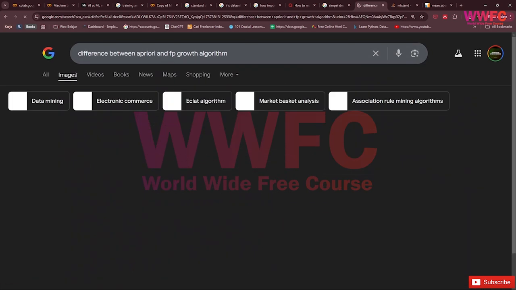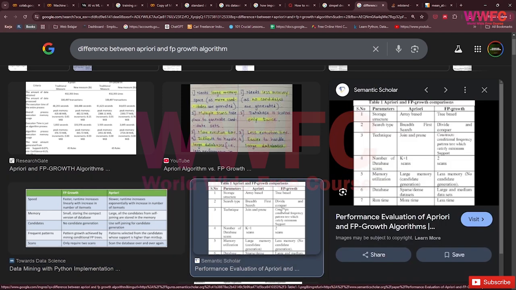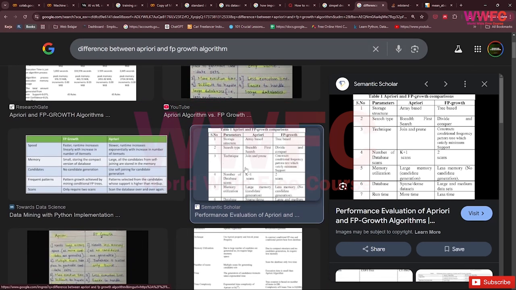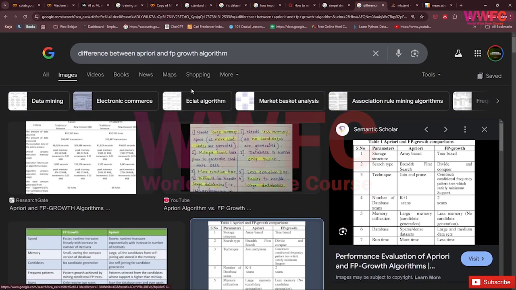This is the difference. You can check in here too, where people have already simplified the difference. So actually, FPGrowth is considered better than the Apriori algorithm for market basket analysis. Okay, I think that's it for the FPGrowth.